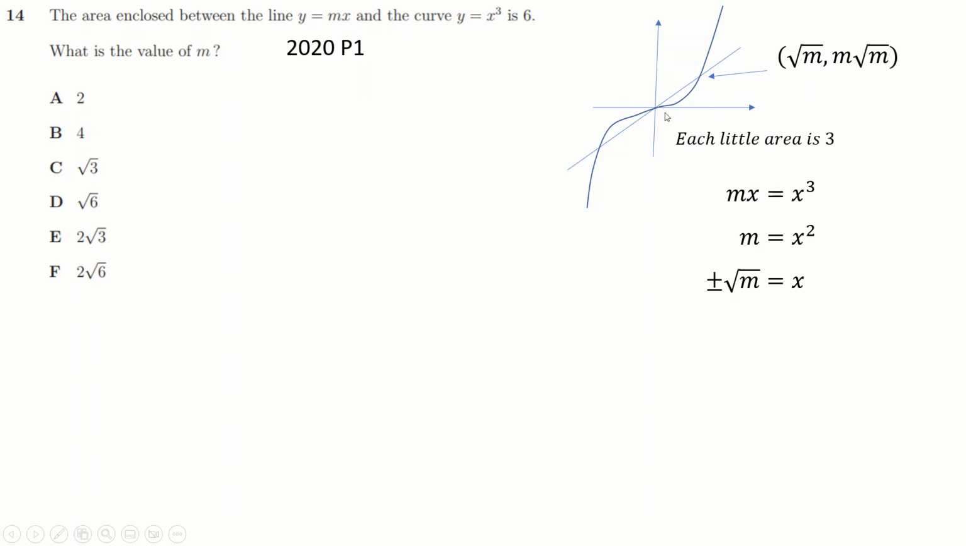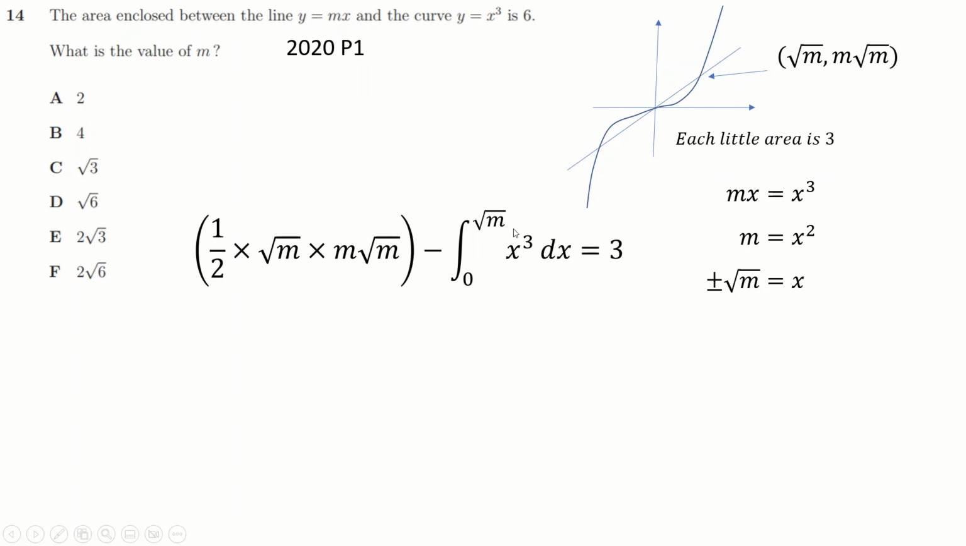So I'll integrate between root m and 0 of this curve, which will give me the area underneath it. But if I just do the triangle here, because you never have to integrate straight lines, just do triangles or trapeziums, this triangle is going to be height m root m, base root m, so it's going to be half times root m times m root m. That's the triangle. Take away the integral between 0 and root m of this curve, and that's equal to 3.